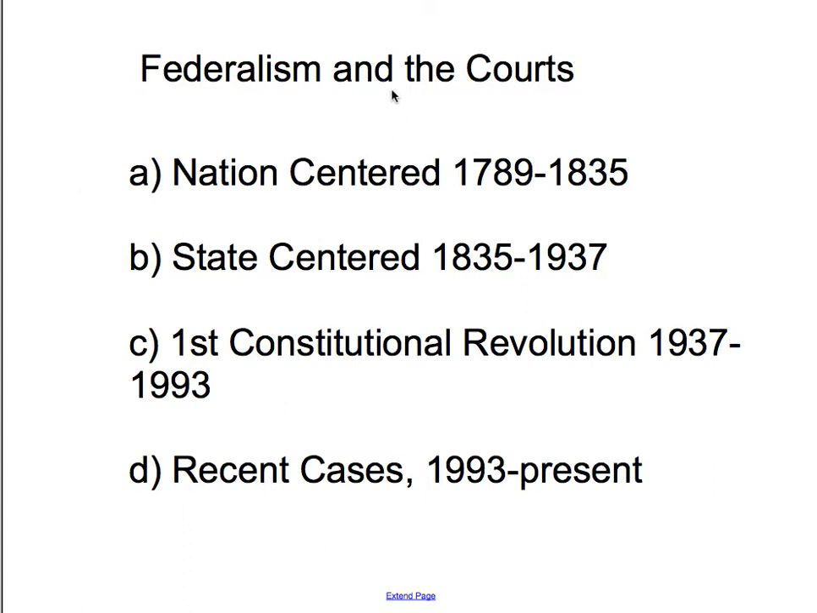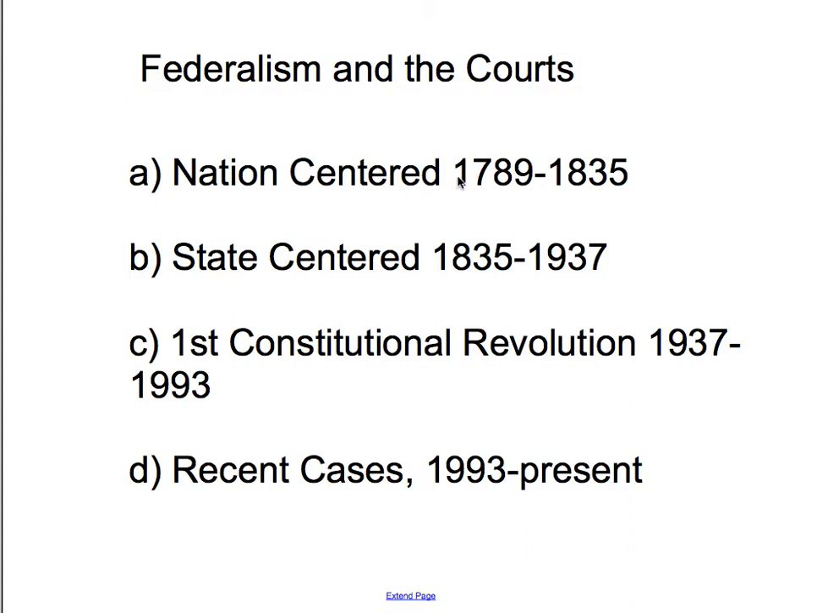All right. So when we look at federalism in the courts, this is usually where the disputes get settled between the states and the federal government. And I'm going to go over a number of cases with you that have relevance and have changed the way we interpret the document and therefore federalism.